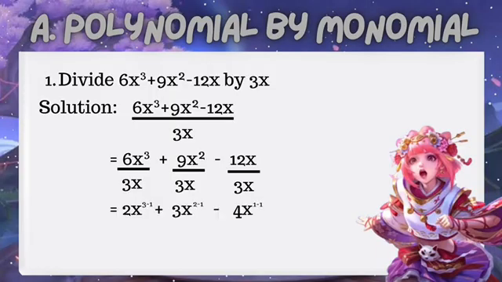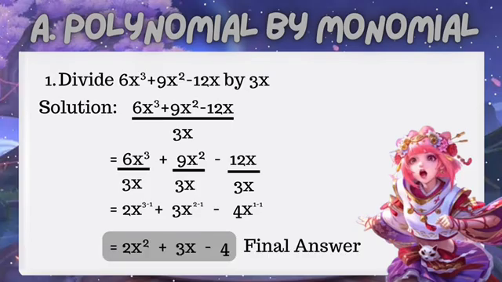Third step is to simplify each term. Now, simplify each fraction separately. Remember the rules of the exponents. When dividing terms with the same base, in this case we have x, you subtract the exponents. Last step is to combine the simplified terms. Put the simplified terms back together. Therefore, 6x cubed plus 9x squared minus 12x divided by 3x results to 2x squared plus 3x minus 4.